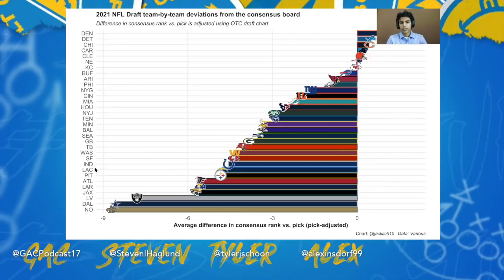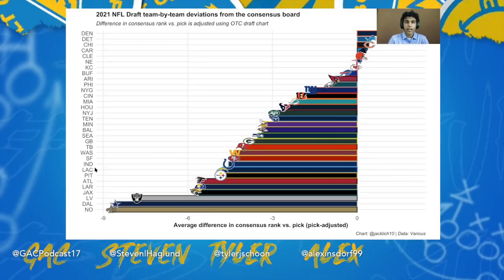Now, what are we looking at here? Well, this draft graph took into consideration the consensus board. The consensus board is pretty much the big board of all of the draft analysts you see on Twitter. So if you're a big fan of draft Twitter, this is a perfect graph for you. I mean, guys like Daniel Jeremiah, Jordan Reed, Benjamin Solak.